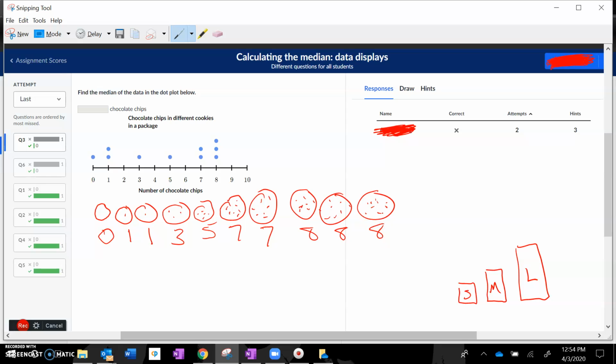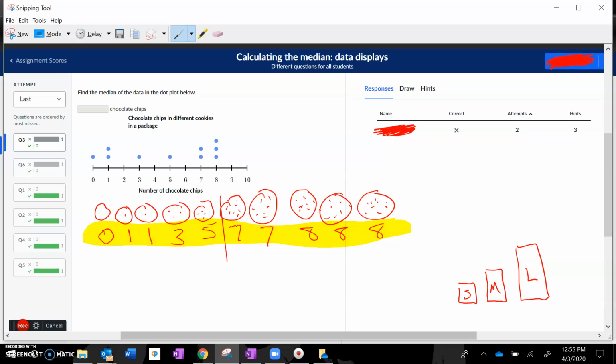So really what we're asked to do is find the median of these numbers, the middle one. And we have 1, 2, 3, 4, 5, 6, 7, 8, 9, 10 cookies. So there's going to be 5 and 5 on each side. So we could split it: 1, 2, 3, 4, 5, split, 1, 2, 3, 4, 5. So once we get to this point, we know that there's 5 cookies over here and 5 cookies over here. So our median is in between 5 and 7, 5 chocolate chips and 7 chocolate chips.